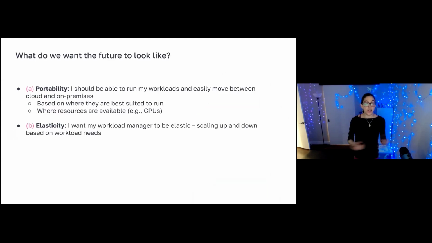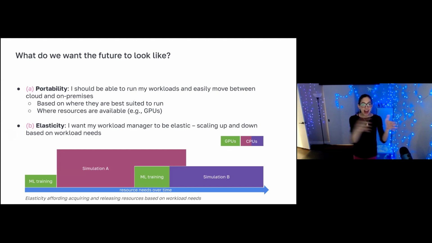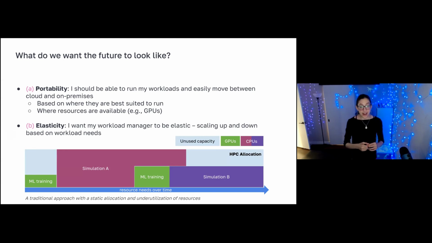The next feature that we want is elasticity. And this is exactly what it sounds like. We want to scale up and we want to scale down based on what your workflow needs. So here is kind of a static picture of resource needs through time. You can imagine a workflow like MuMMI might need GPUs at some time, might need CPUs, and that goes up and down. And so the problem with running on a traditional HPC allocation is that because it's this static block, you have a lot of unused capacity. So we'd want to be able to auto scale up and down.